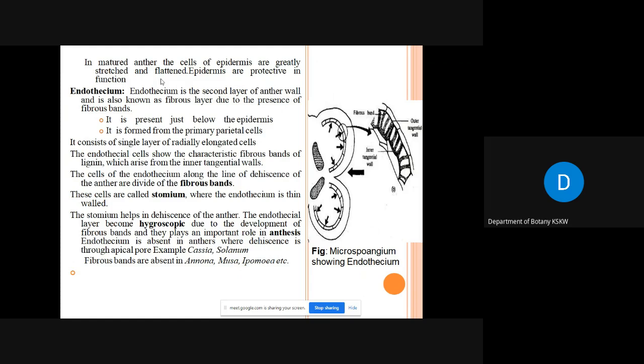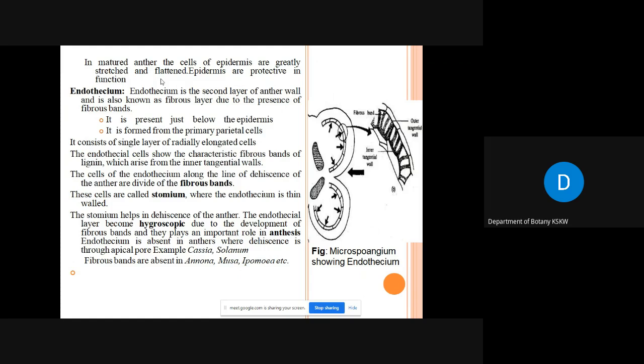Below the epidermis, we have the endothecium. Now, the endothecium is the second layer of the anther wall and is a fibrous layer because of the presence of fibrous bands. So another name for the endothecium is the fibrous layer, present just below the epidermis and formed from the primary parietal cells. It is also made up of a single layer of radially elongated cells.